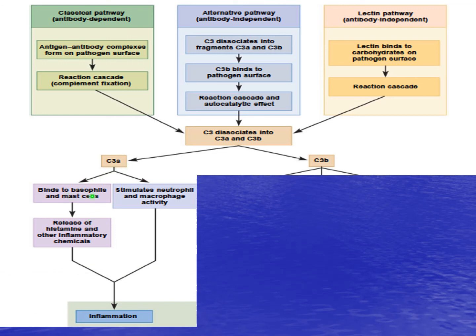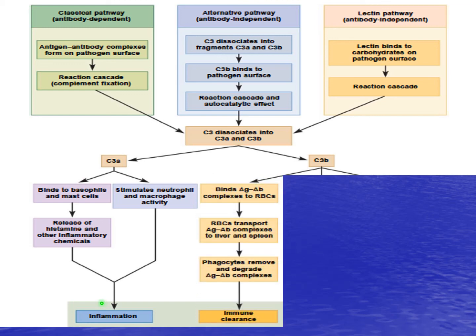C3a can bind to basophils and mast cells and cause the release of the inflammatory mediators, actually causing an increase of inflammation. And C3a also can stimulate neutrophil and macrophage activity, increasing phagocytosis, which increases inflammation.